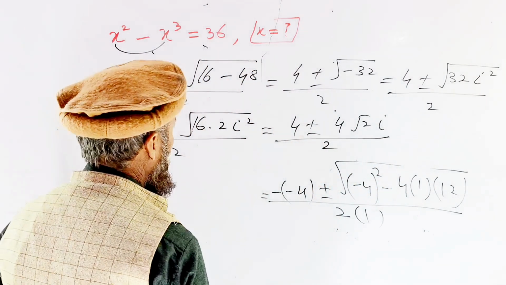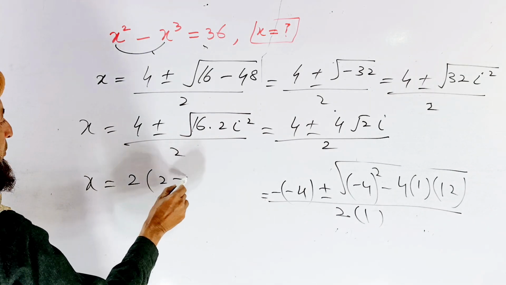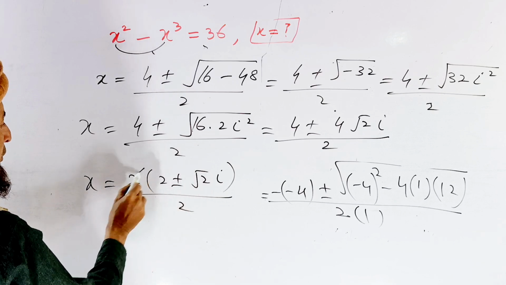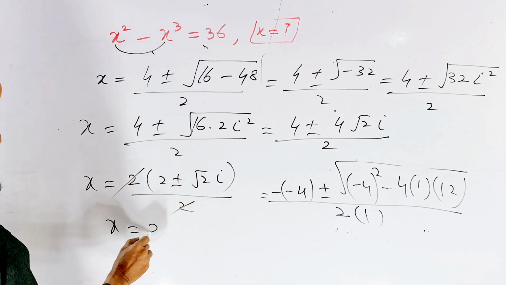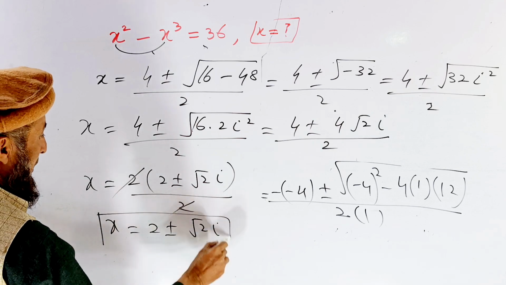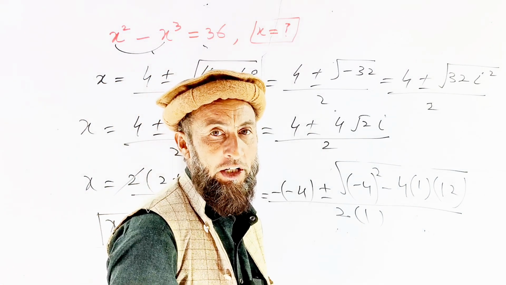So further we can simplify this result. If 2 is common, 2 plus minus 2 under the root iota divided by 2. The 2s are cancelled, so x is equal to 2 plus minus 2 square root iota, which is the required solution. Here we have used the quadratic formula.